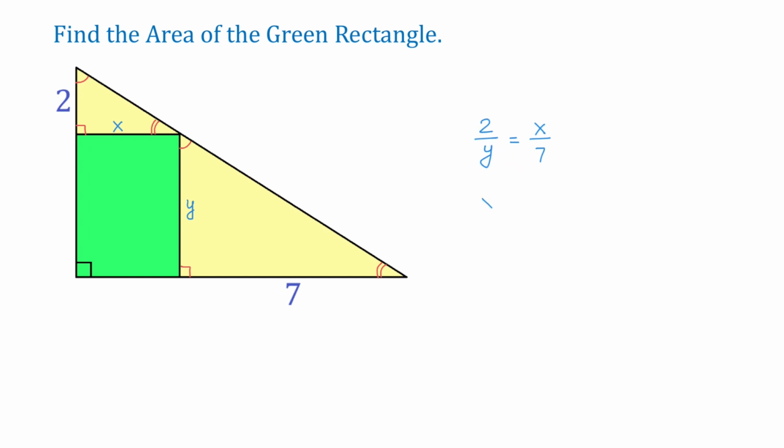So again, x times y equals 2 times 7. Now on the left side, the product x times y represents the area of the rectangle. And this area equals 14. So we found the area of the rectangle, and this area is 14 square units.